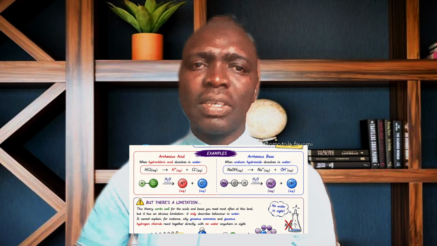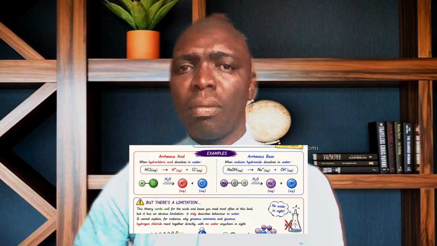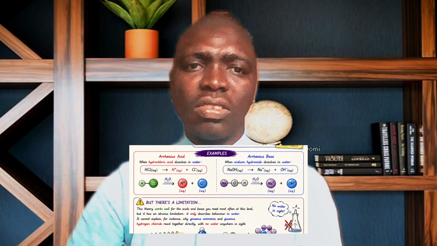Second, an Arrhenius base is a substance that dissolves in water and increases the concentration of hydroxide ion, OH-. Notice something important. Both definitions depend on one condition: water must be present. Without water, the Arrhenius theory cannot be applied. That single condition is both its greatest strength and its greatest weakness. Let's see how it works.